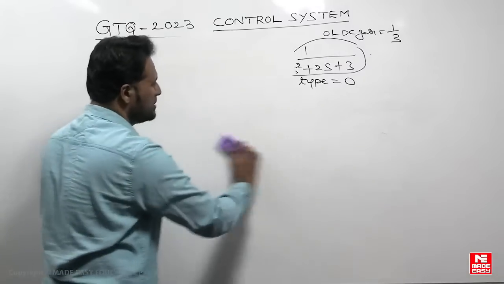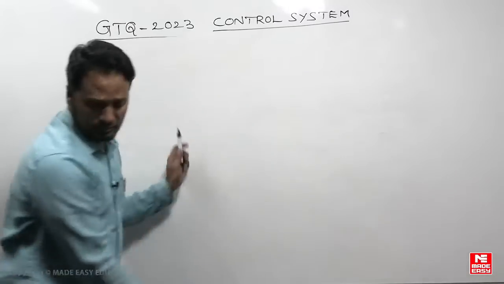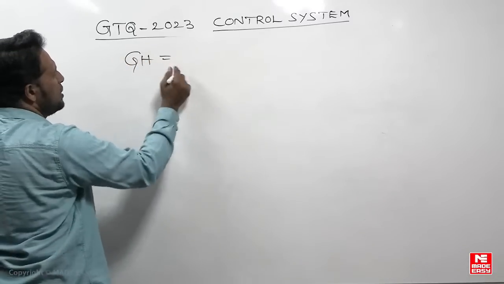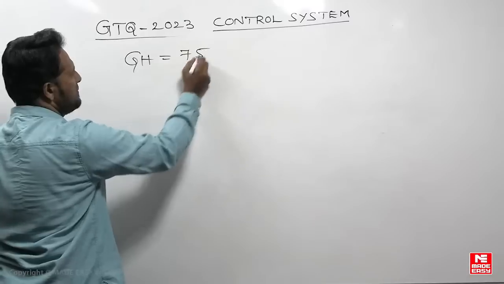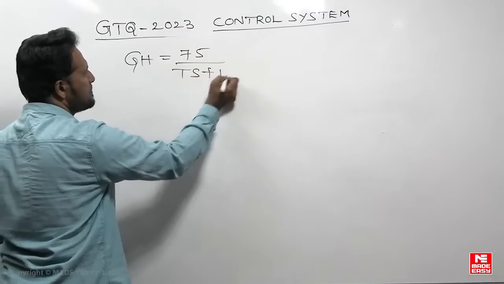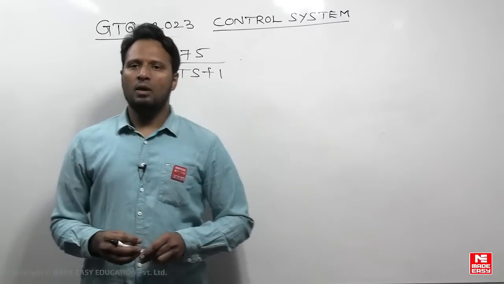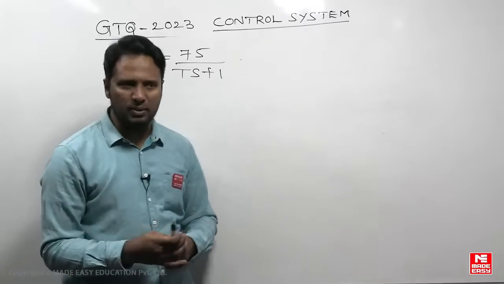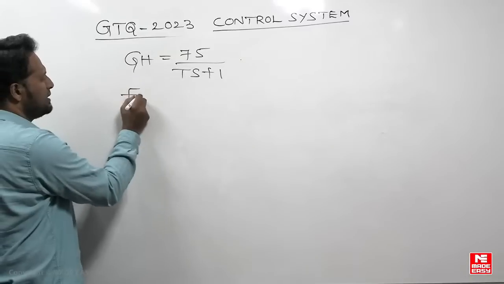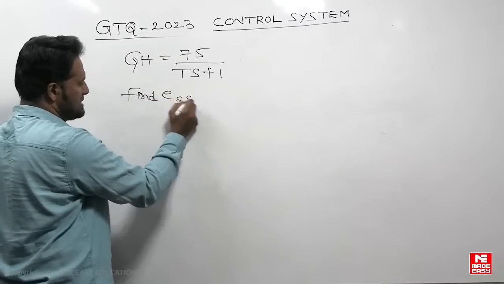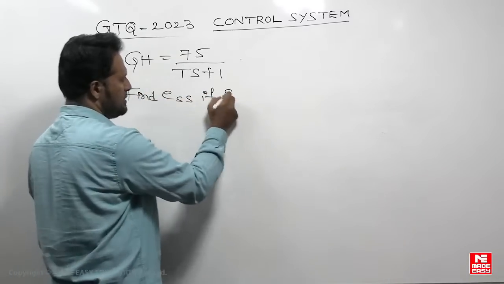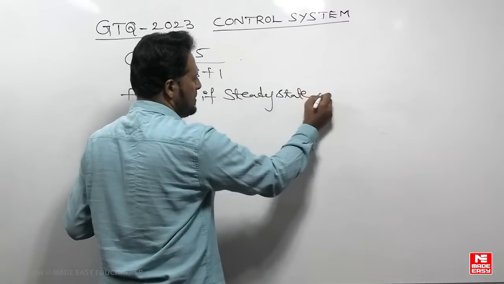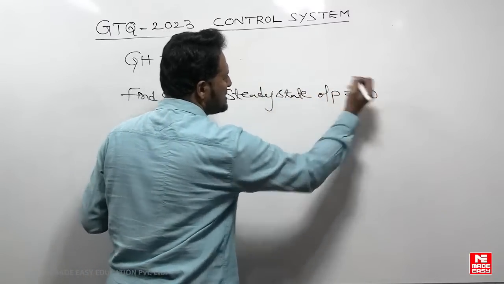Let me add another question here. For open loop, steady state error. Say open loop transfer function of a system is 75 upon Ts plus 1. Find steady state error if steady state output is 60.